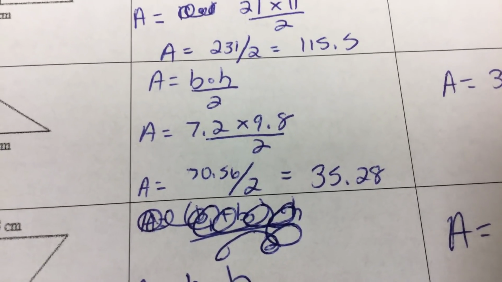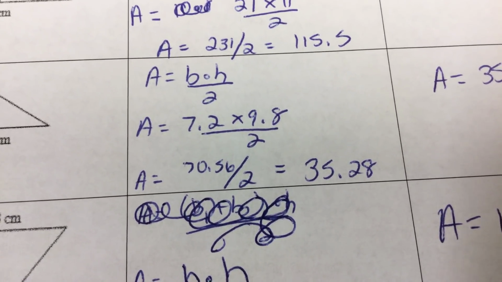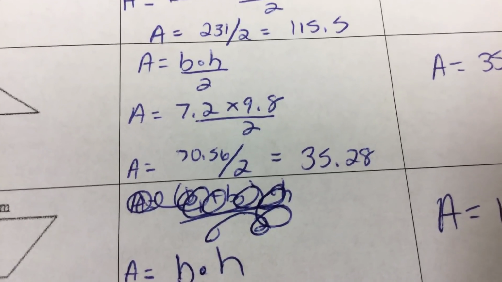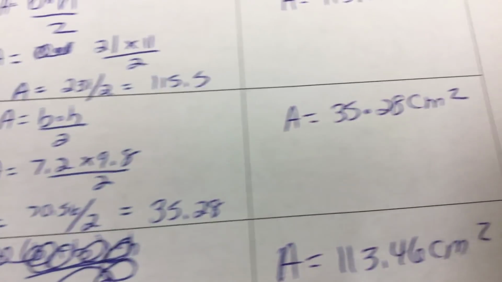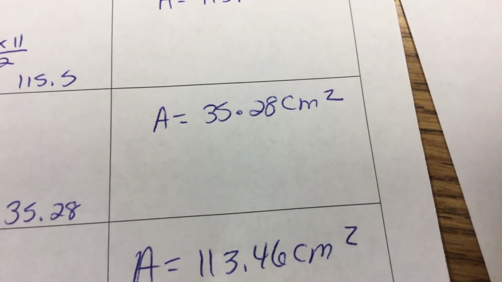So it's 7.2 times 9.8, which is 70.56. Double check me. You already saw one mistake. Divided by 2, I got 35.28 centimeters squared.